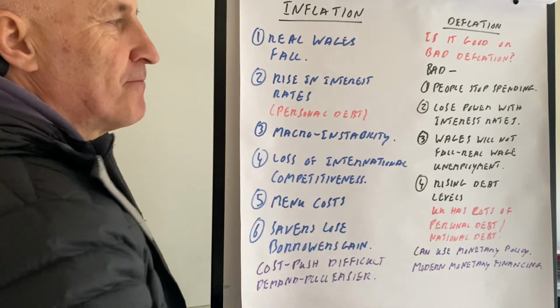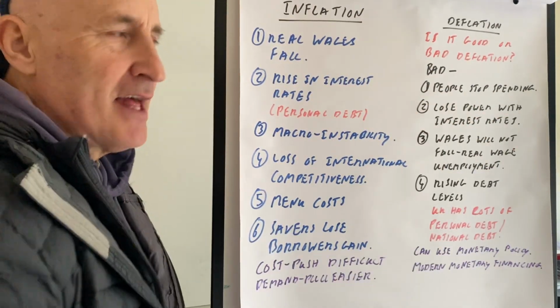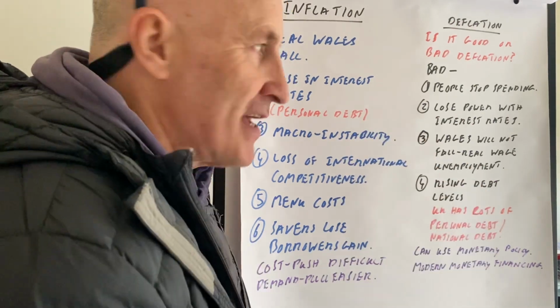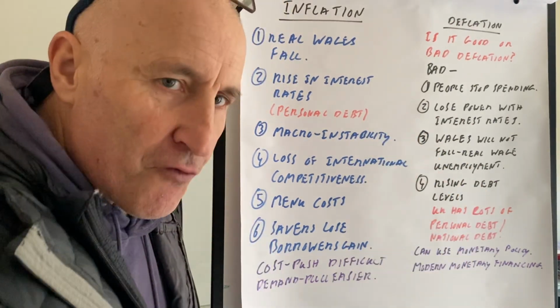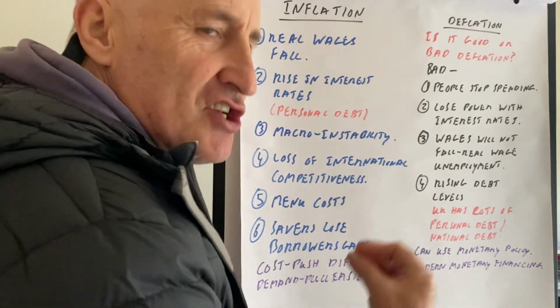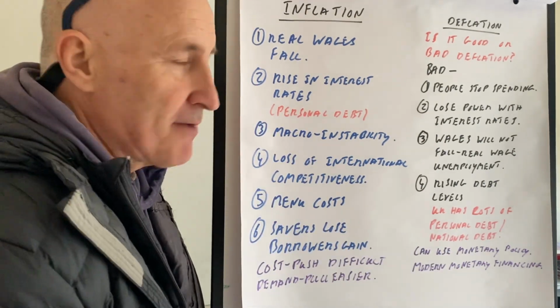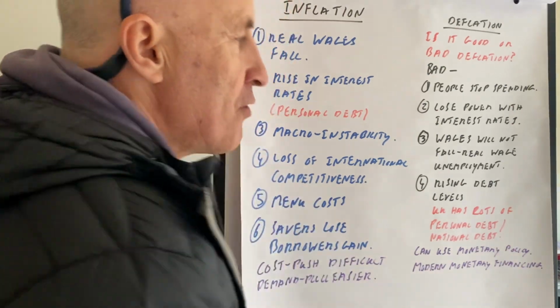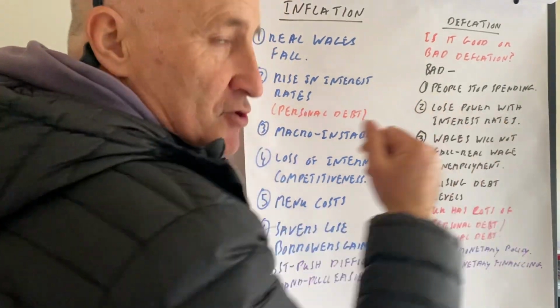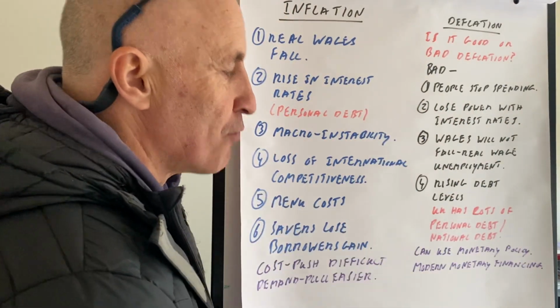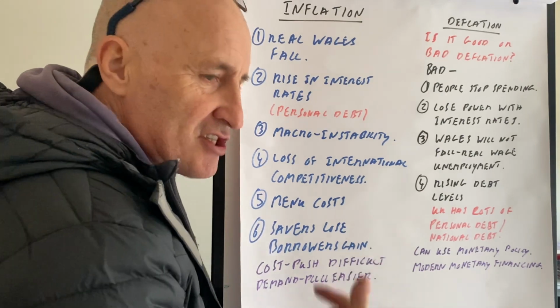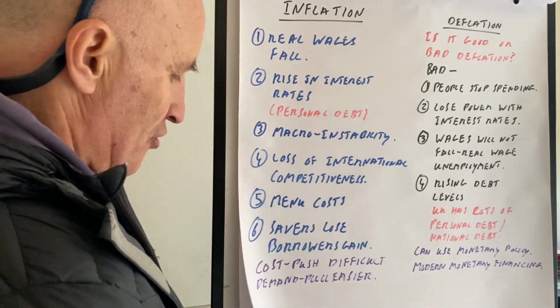Right, deflation. Remember, people stop spending money. You lose power over interest rates. Wages will not fall in real terms. Rising debt levels. You have loads of debt within the UK. We can use monetary policy though. We can't maybe use interest rates because you lose power over them, but we can use modern monetary financing to overcome the problem.